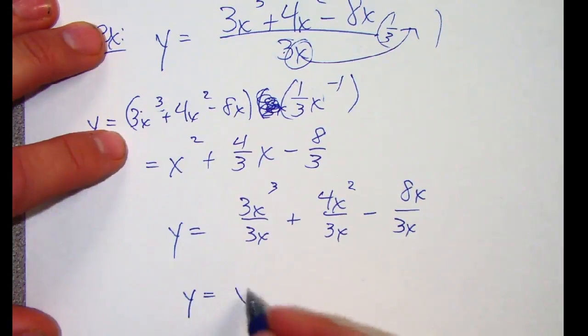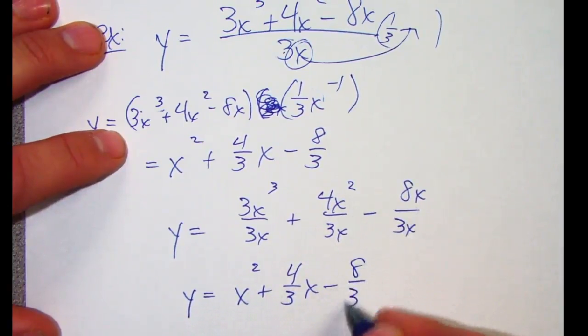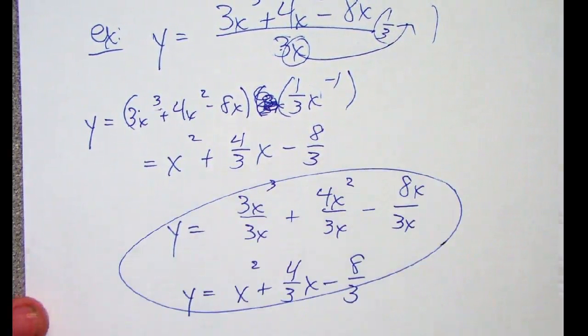If I divide here, I get x squared. Here, one of them cancels, I get 4/3 x. And here I get that. And now we're not done yet, right? All of that was just to rewrite it so it's in a form we can do something with. Again, I prefer this way, but I'm not going to force you to do it. But we're not done. We still have to take the derivative.